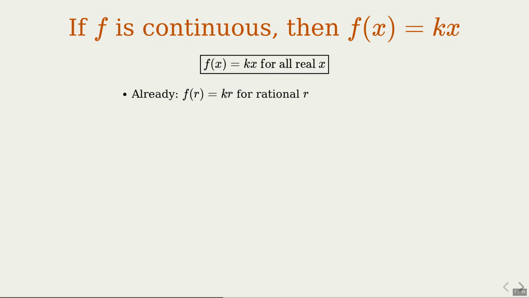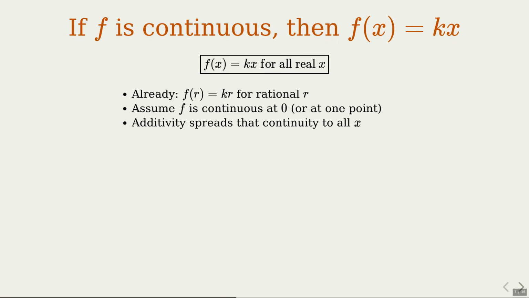Already, f of r equals k times r for rational r. Assume f is continuous at 0 or at one point. Additivity spreads that continuity to all x. The density of the rational numbers pushes the line through every real x.